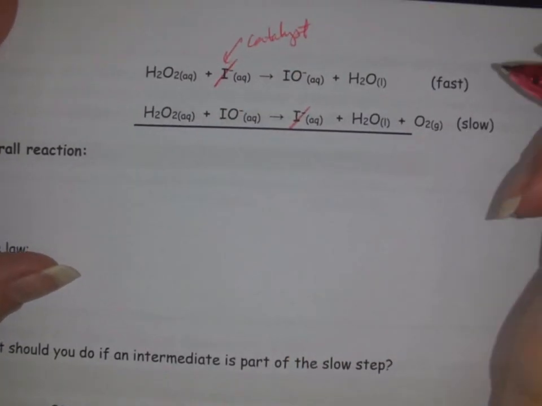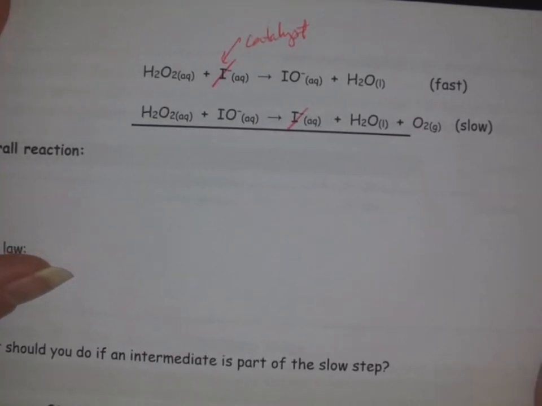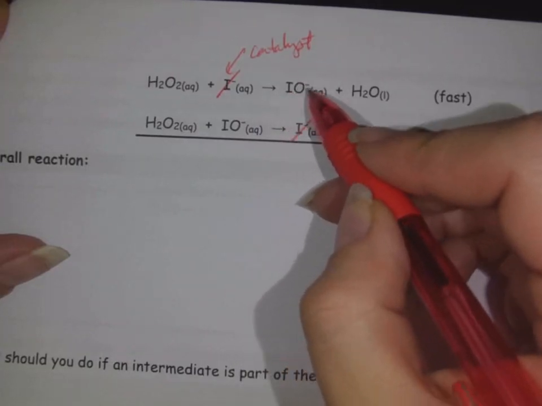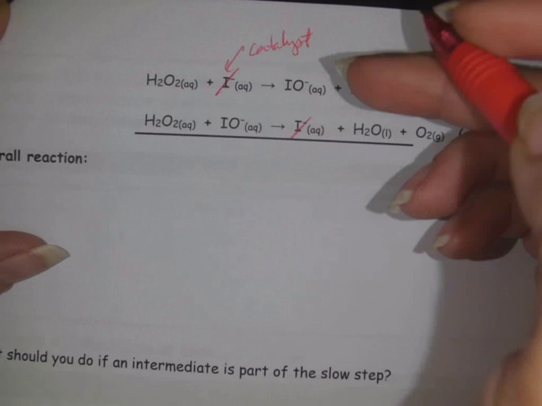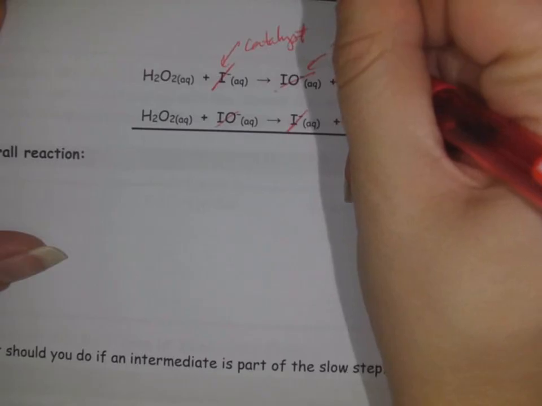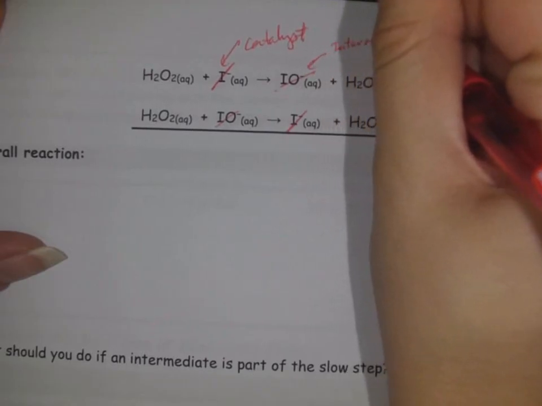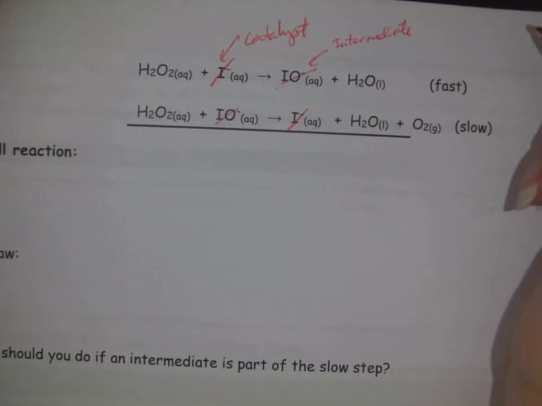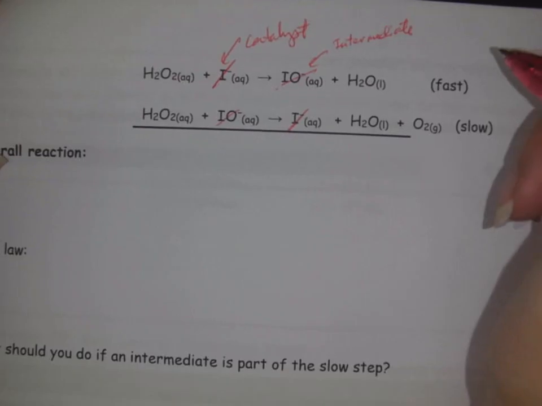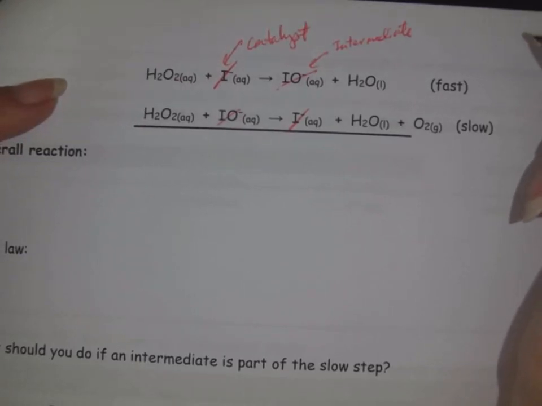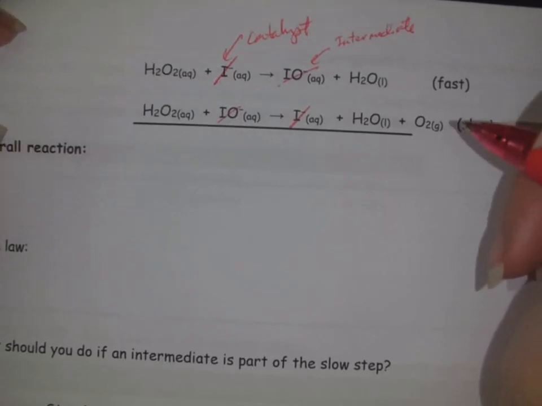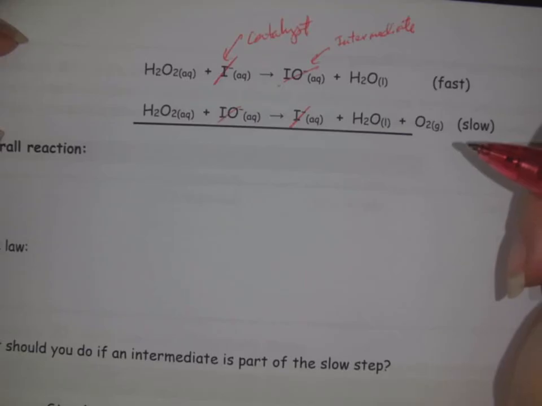It's not part of our overall reaction, but it could be part of our overall rate law. And then this one, iodine oxygen minus, it was made in an earlier step and consumed in a later step. So this one also cancels. This is an intermediate. Okay, so that's an intermediate, and it cannot be part of our overall rate law. So does anything else cancel? No. The hydrogen peroxides don't cancel because they're both on the reactant side, and the waters don't cancel because they're both on the product side.